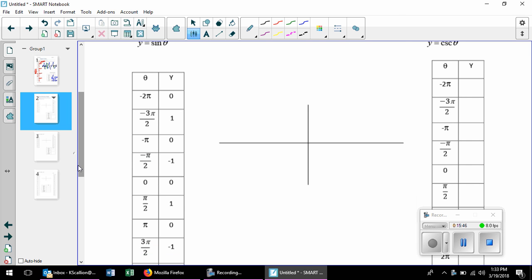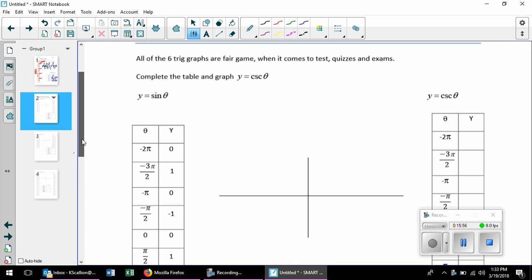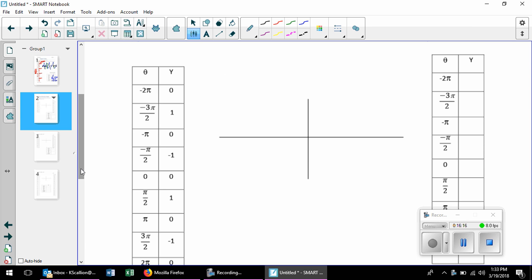Okay, so I was kind of nice, and I put in your completed cosine table for you. Am I doing cosine first? No, I'm doing sine first, and I'm looking at a cosecant. So all 6 trig graphs are fair game when it comes to the test, the quizzes, or exams. So you can expect to see them in those 3 places. Just FYI.